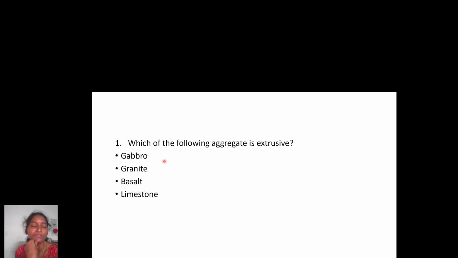So from this theory, let us see a few questions. After this, we can wind up the session. Which of the following aggregates is extrusive?